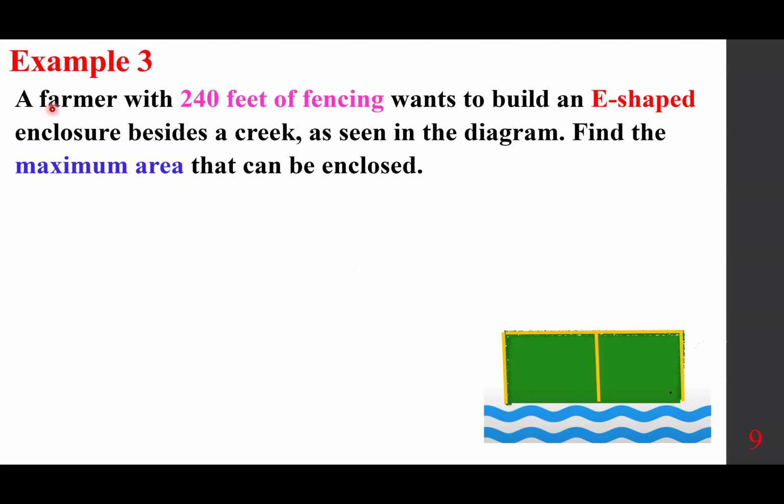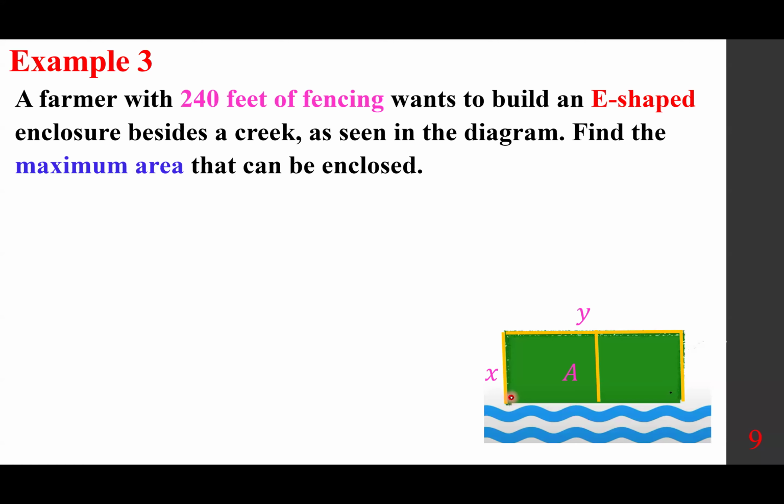A farmer with 240 feet of fencing wants to build an E-shaped enclosure beside a creek. As seen in the diagram, find the maximum area that can be enclosed. And I can't emphasize this enough: either they give it to you or you have to figure this out. This is important. And now we have to define our variables.